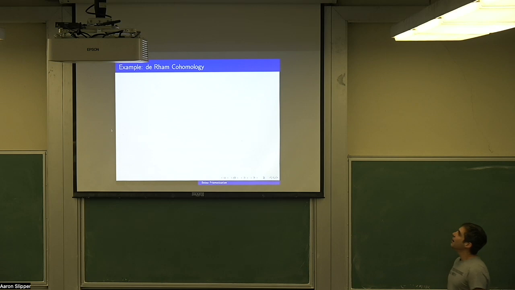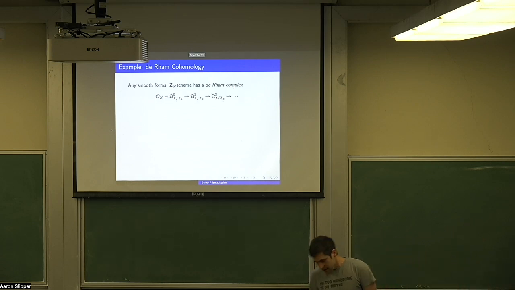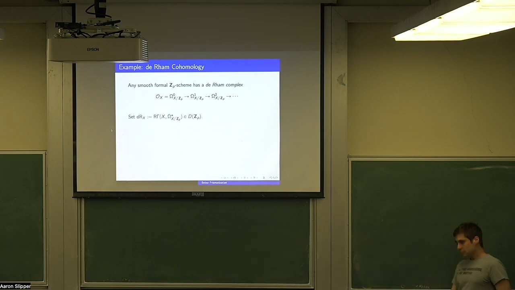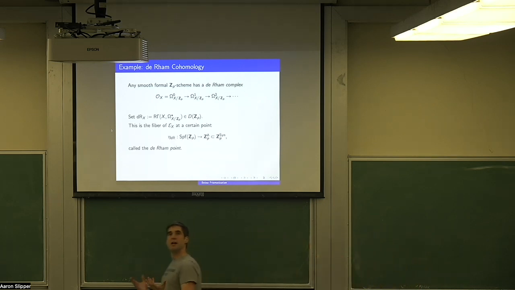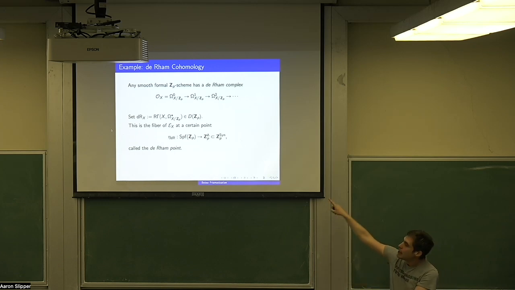Well, let me give an example which is probably very familiar. If you have a smooth formal scheme over ZP, you can talk about its de Rham complex. And you can take the cohomology of that de Rham complex. Let me take the cohomology at the complex level, meaning take the R gamma to get a complex of ZP-modules. I'm going to denote that by dR sub X. And this is an example of one of the invariants that we can extract from the associated prismatic F-gauge. This is the fiber of that E sub X that I defined earlier at a particular point of ZP-SYN. In fact, it's a point of the open subset ZP-prism. It's called the de Rham point. I'll denote it by eta de Rham.